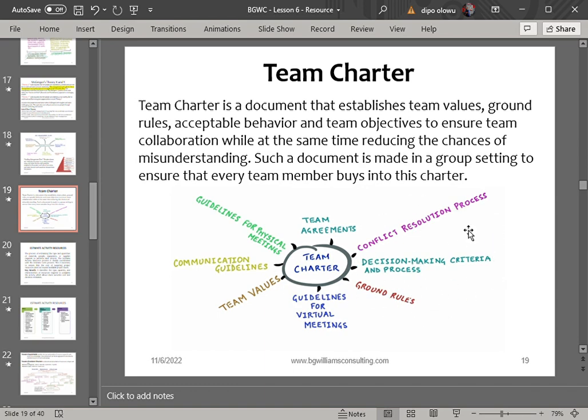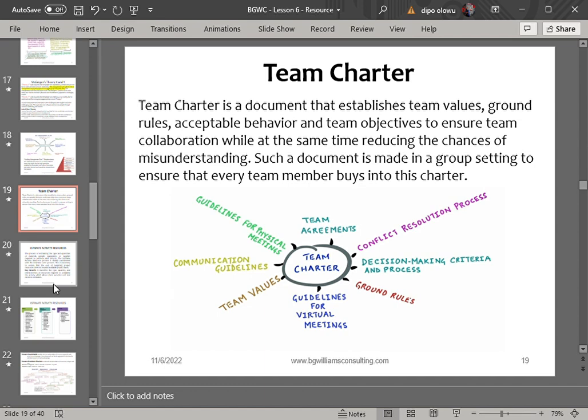Excuse me, sir, why do you need to involve everybody? Can't the project manager just sit down and create the rules and regulations? No, he can't just sit down and create the rules and regulations. Because if everybody is part of the creation process of the team charter, everybody will respect the rules and regulations. And that will reduce the number of conflicts that can occur in the project. That is the team charter.